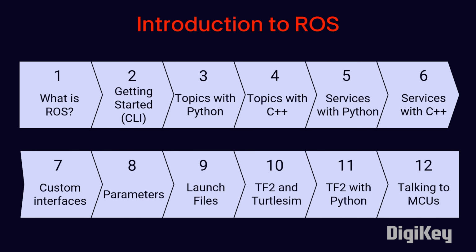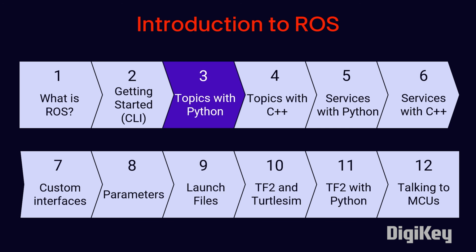In the previous episode, we reviewed topics and services, as well as demonstrated how to run a few ROS demos and tools using the command line. My goal was to get you familiar with how topics and services worked before diving into actual code, as you'll be using the command line quite often to test and debug your programs. Now, we'll finally write some code, starting with a publisher and subscriber in Python.